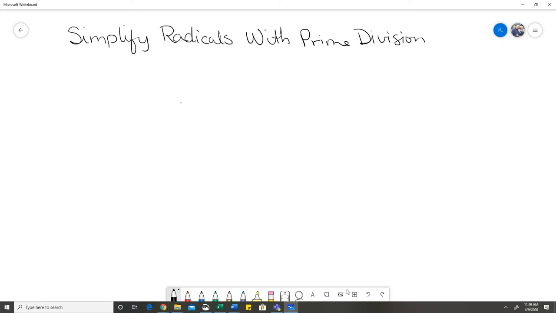Hi guys, today we're going to simplify radicals with prime division. This is a fairly easy way to simplify radicals, especially if you don't have a calculator that can just do it for you. If you do need a calculator for the division part of it, a simple basic four function calculator will work. You don't need a big graphing calculator for it.